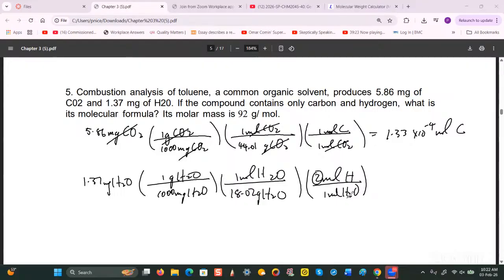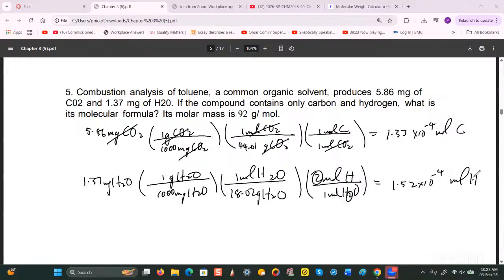Again, we have this 2 here because of the molecular formula where we have 2 as a subscript for the hydrogen, all right? And again, because the compound contains only carbon and hydrogen, we don't need to calculate the mass of the hydrogen in this case. So let me do this, 1.37 divided by 1,000 divided by 18.02 times 2. So according to my calculation, this works out to be equal to 1.52 times 10 to the minus 4 moles, all right, of hydrogen.